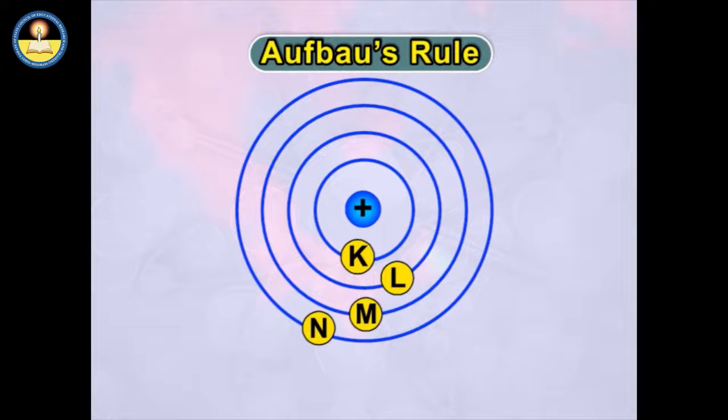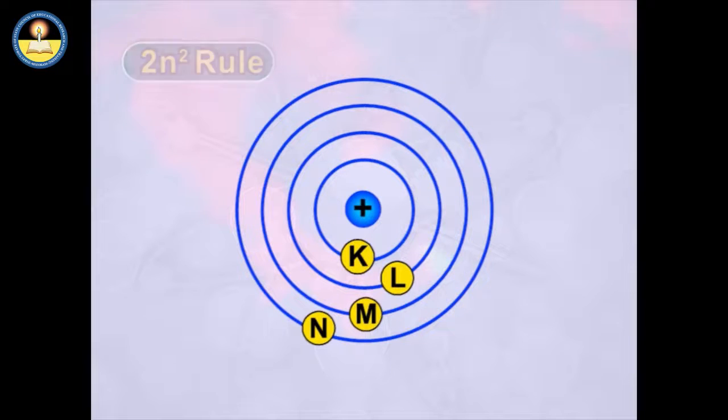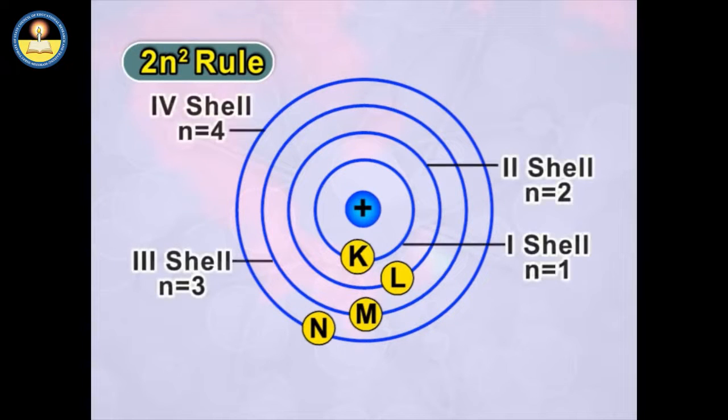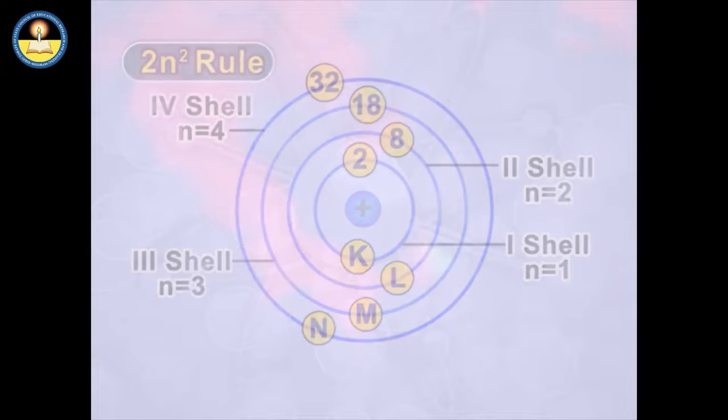We will discuss it briefly. In simple words, as per this rule, electrons are filled in various shells as per the 2n² formula. Here, by placing the value of n, we can determine the number of electrons in various shells. It also helps us to write the electronic configuration of the elements. Bohr's rules.